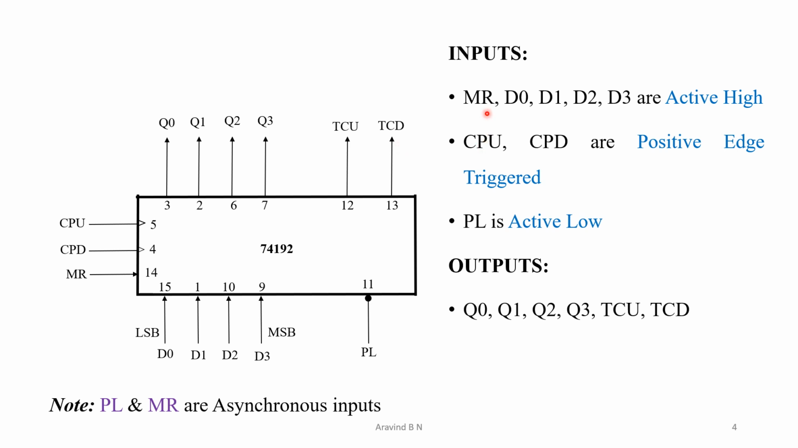MR, D0, D1, D2, D3 are all active high. CPU and CPD, the clock signals, are positive edge triggered. PL, the parallel load, is an active low signal. The outputs are Q0, Q1, Q2, Q3 as well as TCU and TCD. Again, to remember, PL as well as MR are asynchronous inputs.